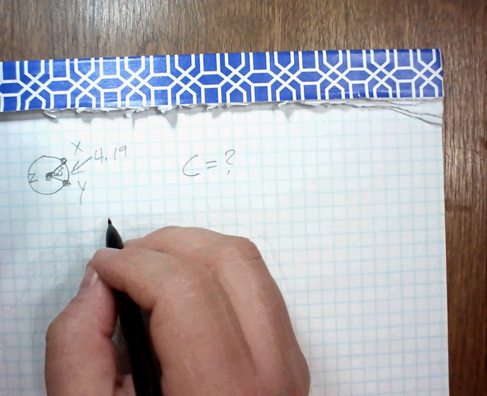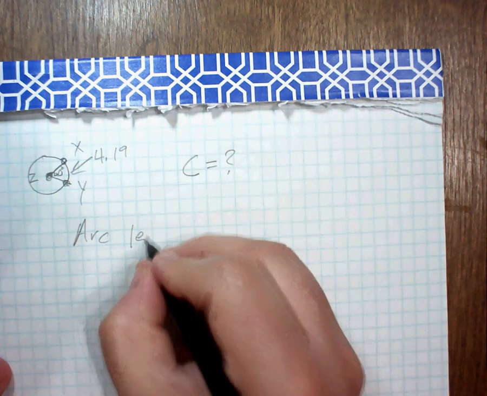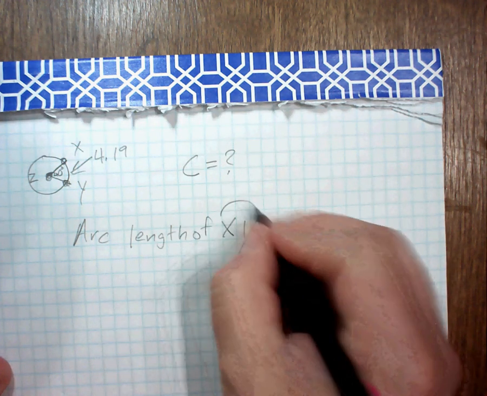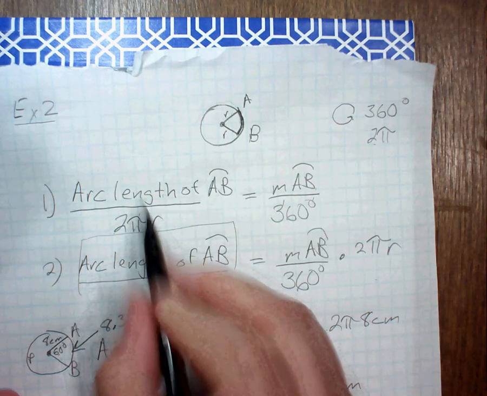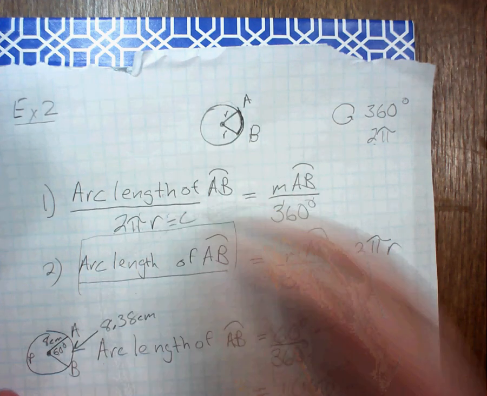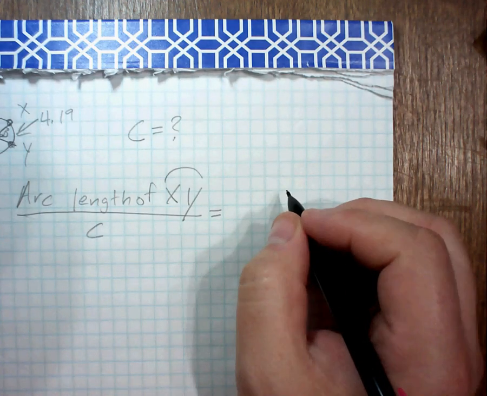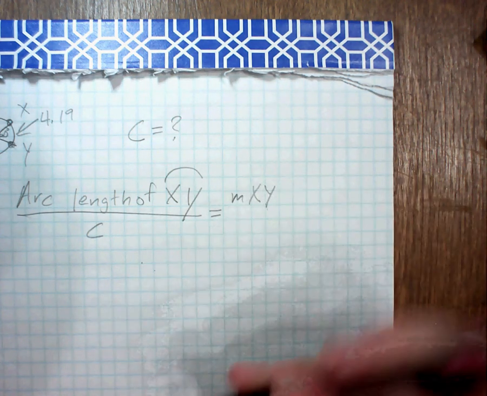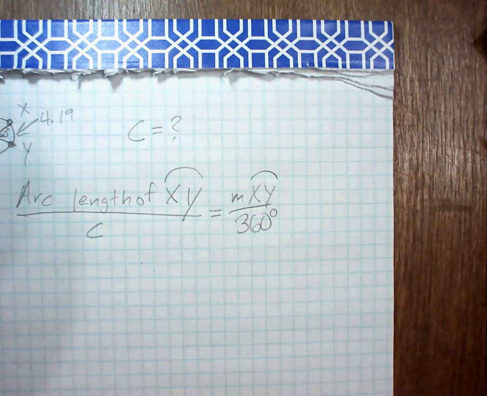So we're still going to basically have the same thing. So we're going to start with the arc length of XY is equal to the circumference. That's what this formula, the arc length over 2 pi r, this is the same as the circumference, right? Is equal to the measure of XY, that's referring to the central angle, over 360 degrees. Now that's a proportion, okay?